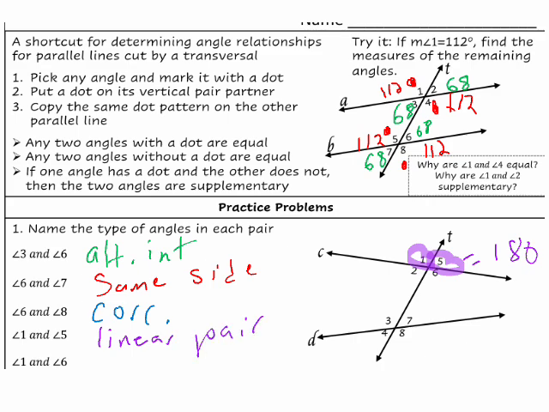And then 1 and 6. This in red, 1 and 6 are vertical angles. They are directly across from each other. So 1 and 6, we call those vertical angles. Okay? So those are all the types of angles that you're going to see in a transversal, or in angles that are created by transversals.